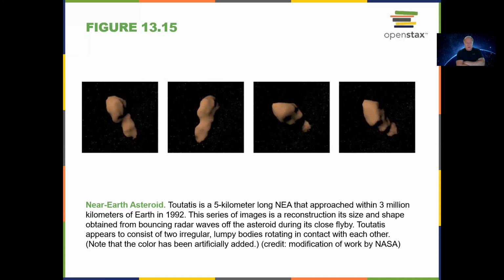So here's one of the near-Earth asteroids. It's about 5 kilometers long and it approached within 3 million kilometers of the Earth in 1992. And this series of images is a reconstruction of its size and shape obtained by bouncing radar images off the asteroid during its close flyby. And it appears to consist of 2 irregularly lumpy bodies rotating in contact with one another.